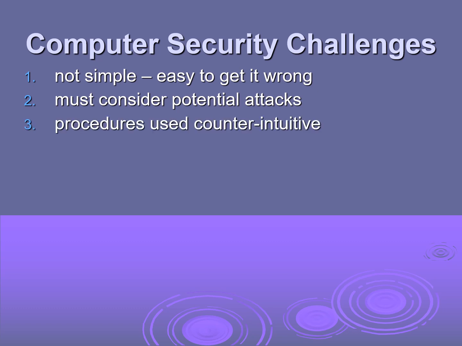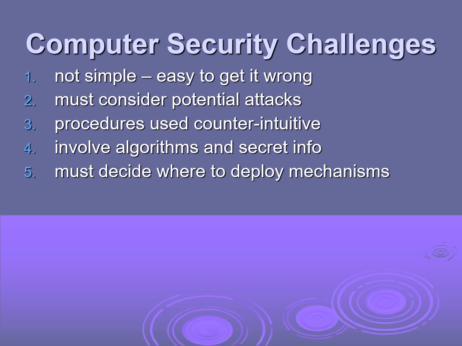The procedures used are counterintuitive. They involve algorithms and secret information. The procedures used may sometimes be counterintuitive, in the sense we may not be able to understand them. They may be somewhat complicated. It involves a lot of algorithms and mathematical background behind it. So that's what we are trying to tell. They involve algorithms and also secret information. What is the secret information? It is a key, something like a password. That is called secret information.